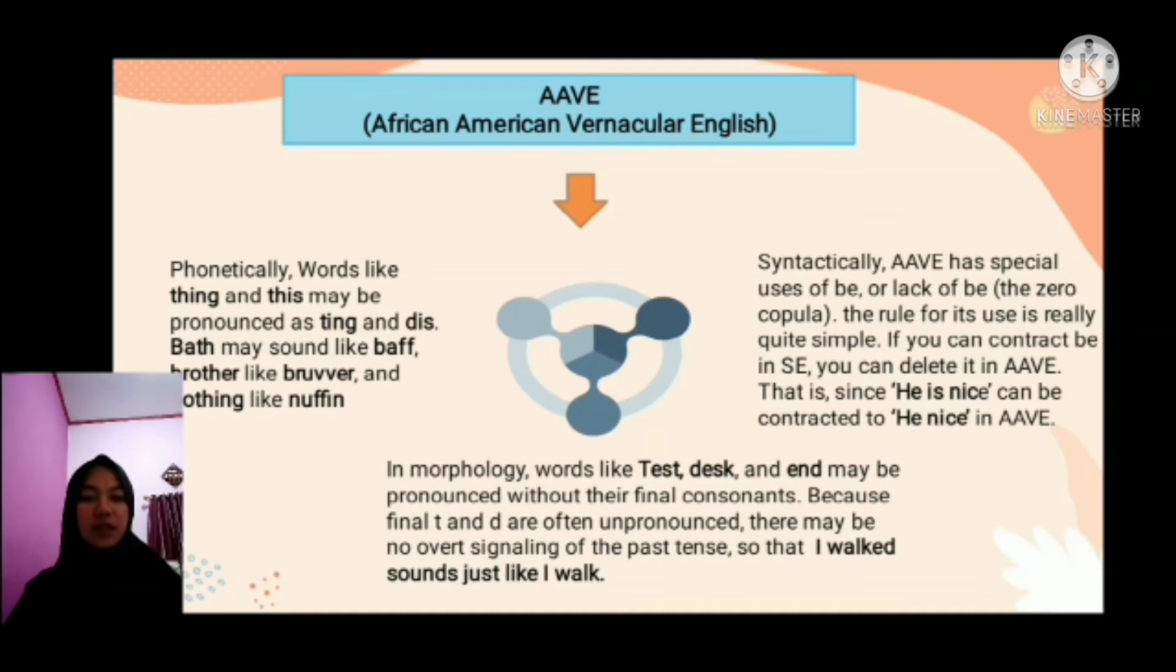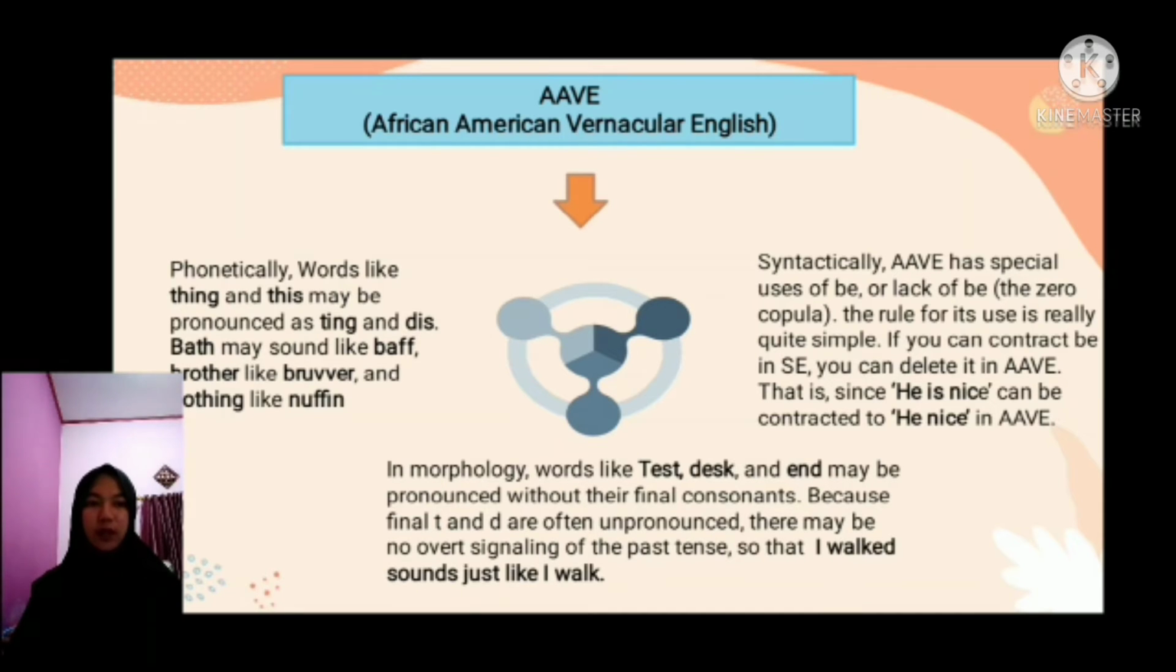So here, phonetically, words like thing and this may be pronounced differently, and then bath, brother, and nothing may also sound different. In African American vernacular English, we can see that several words have different pronunciations compared to standard English. And then the second is morphology.